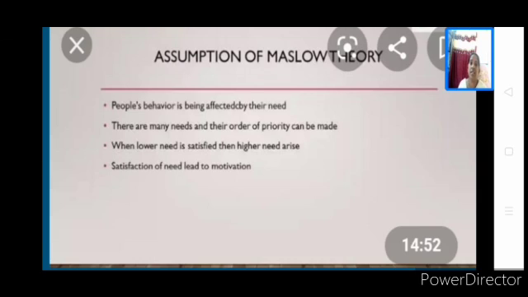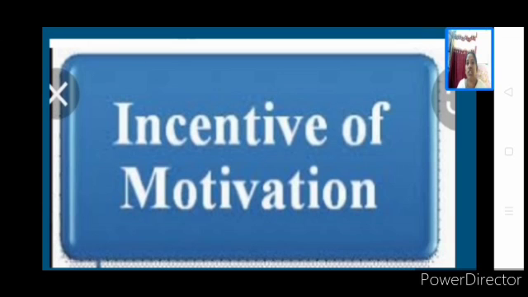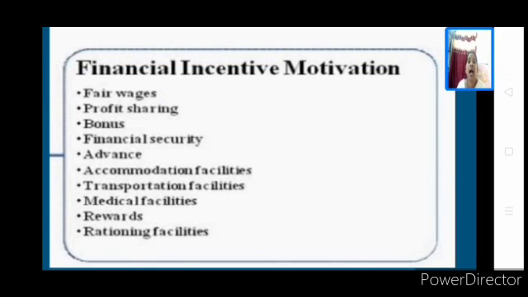So, apart from identifying the needs of a human employee, a manager also has some incentives in his hand as motivators. Those incentives are of two different types, that is financial incentives and non-financial incentives. Once you identify the need of an employee, where the stage is, he has to use the right incentive, that is the right motivator, in order to motivate different types of employees. These motivators are of two types, that is financial incentive motivation and non-financial incentive motivation.